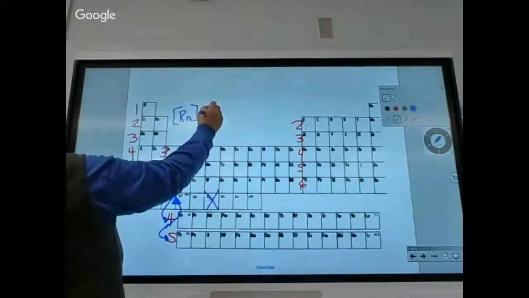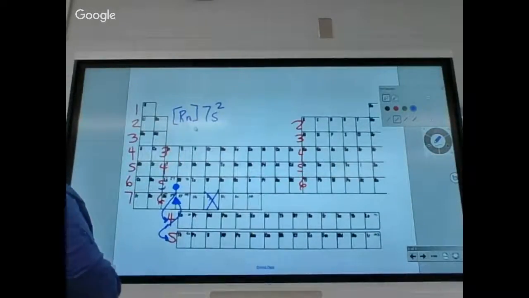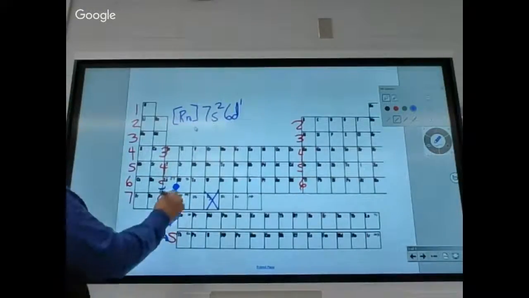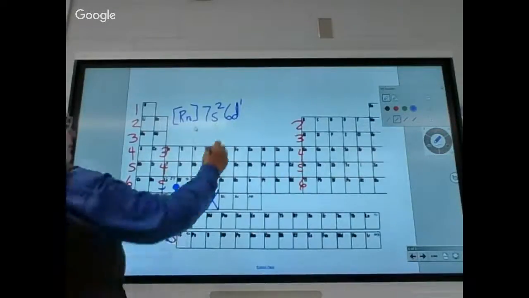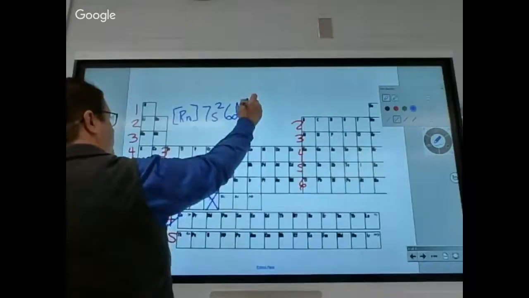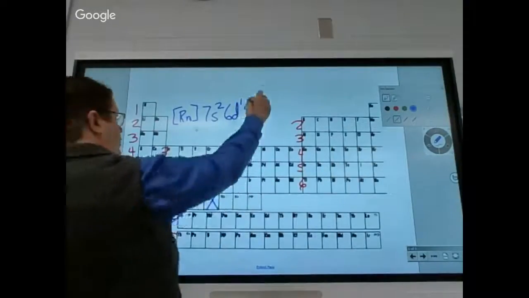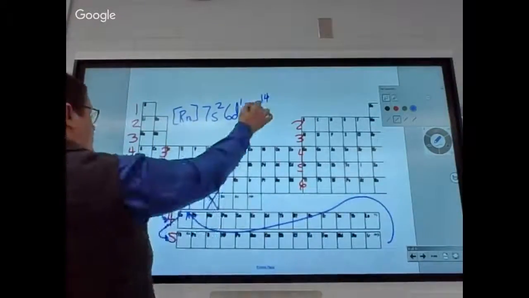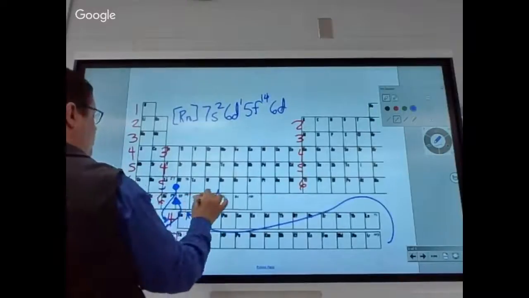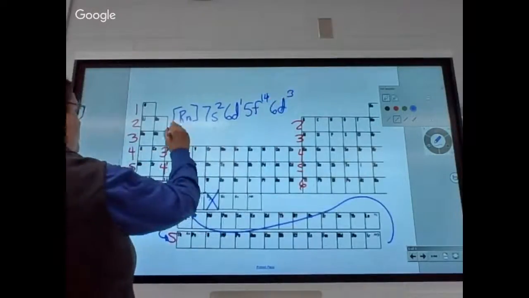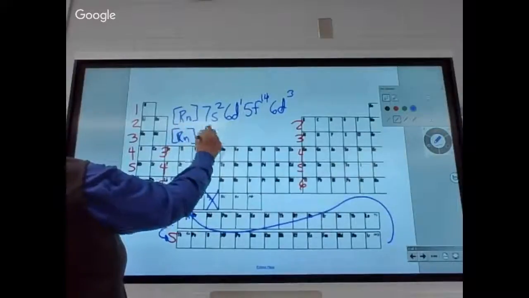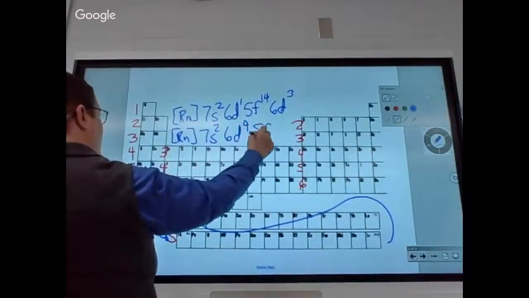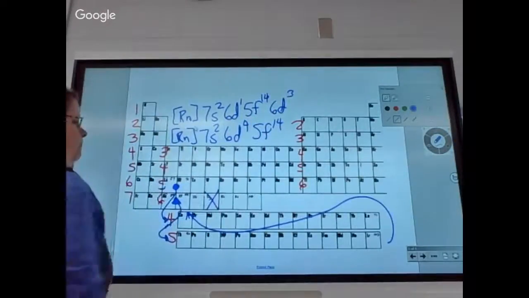7s2. 6d1. You're at the triangle. What do you do at the triangle? Go down. 5f14. Where do I go if I'm at the end? 6d3. But really it's 1, 2, 3. So it becomes Rn, 7s2, 6d4, 5f14.